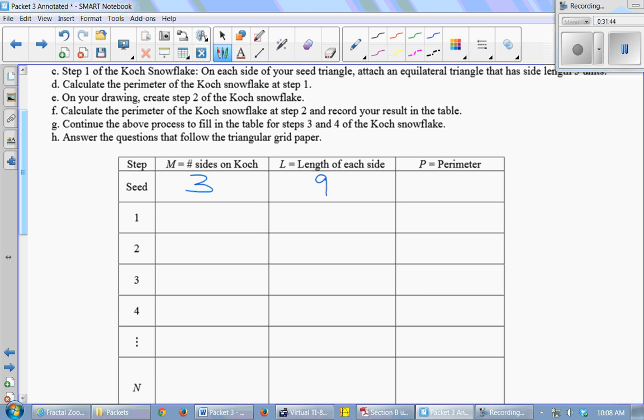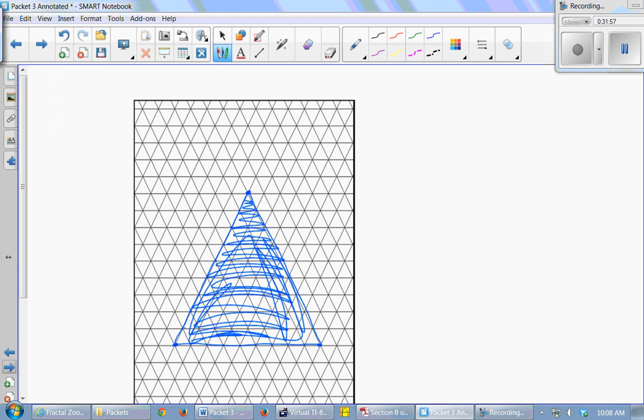27, yeah. 9 plus 9 plus 9. It's a distance around. You can do 3 times 9 and you get 27 is the perimeter. All right, so then we go on and try to draw step 1.